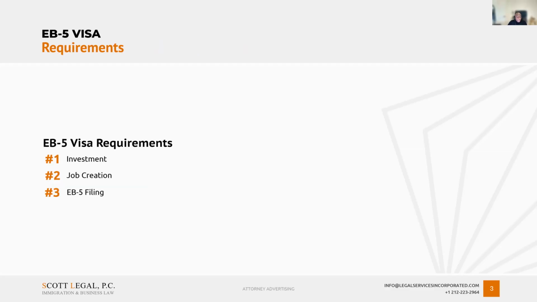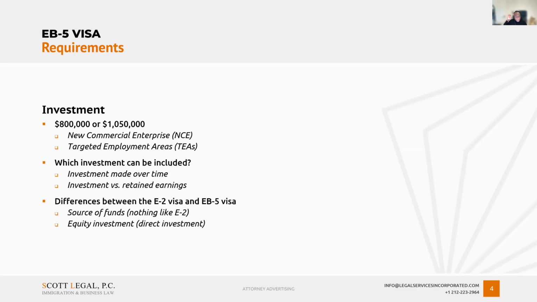So during the presentation, we're going to talk about the two key requirements, one being investment, the other being job creation. And then we're also going to talk about how you file an EB-5 petition.